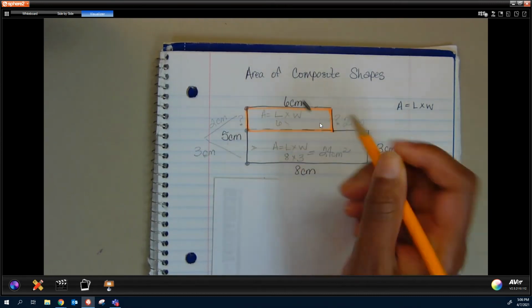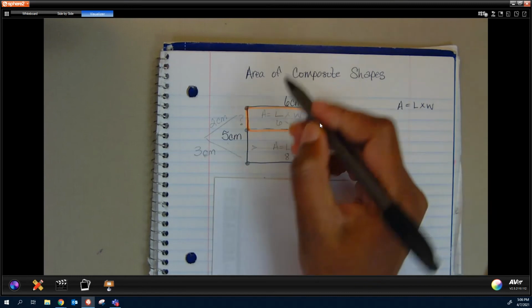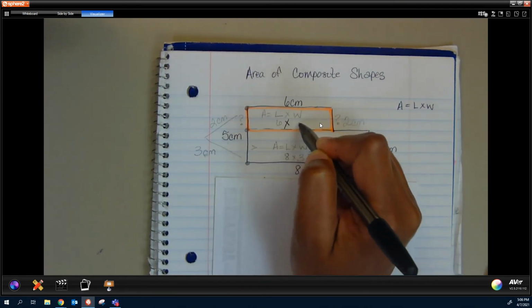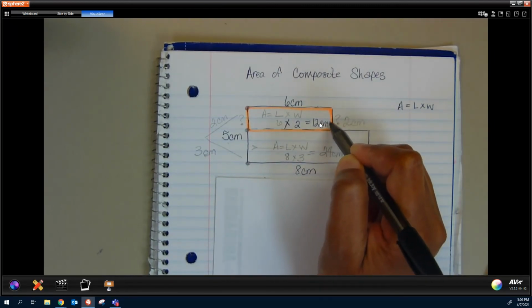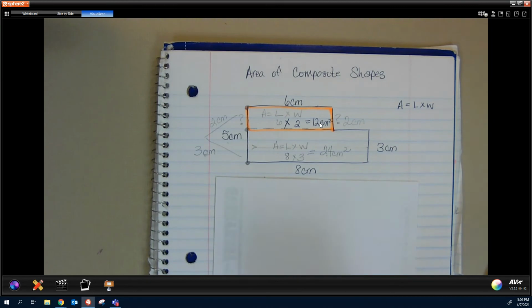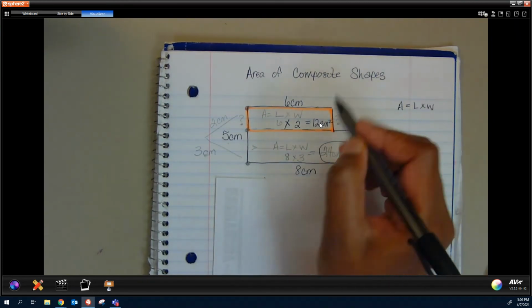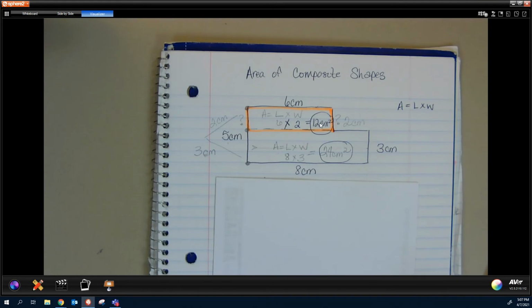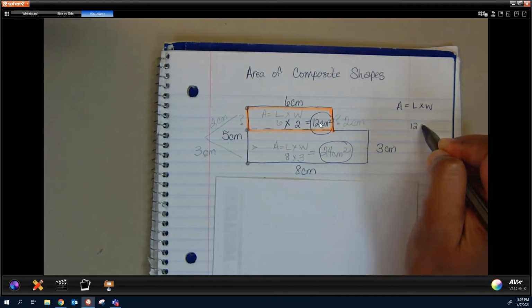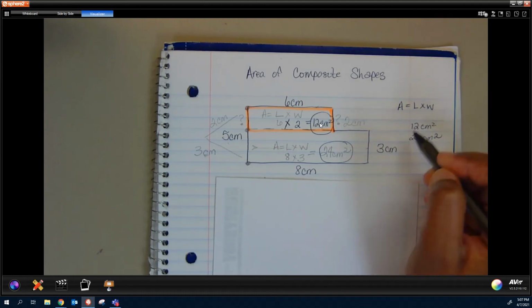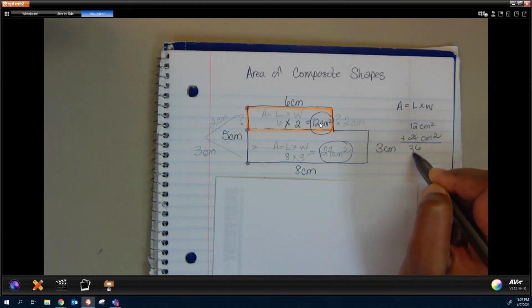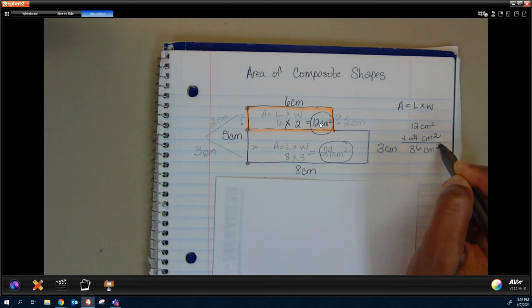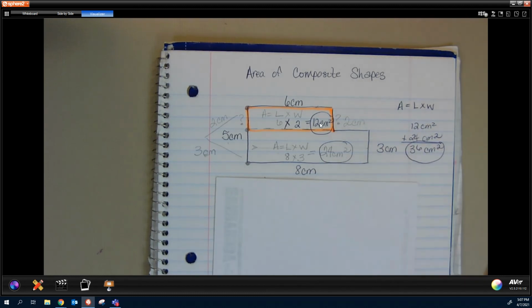So 6, now that we know that 2 is our width, I'm just going to multiply 6 times 2. That gives me 12 centimeters squared. That is part 2. So I have the area of this rectangle and I have the area of that rectangle. I need to now add both of those together, which will give me the total area of this composite shape, which is 36 centimeters squared is our final area.